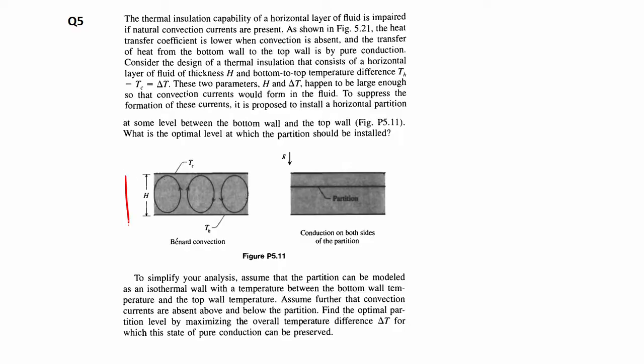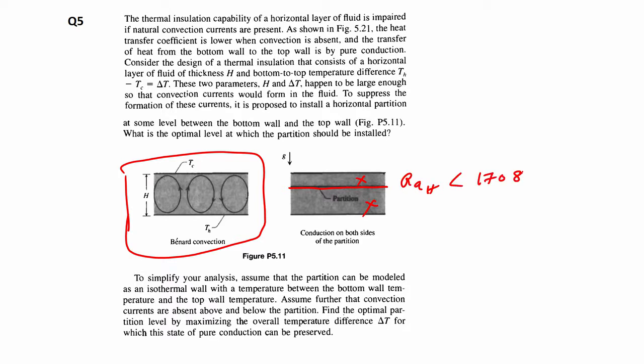So, last class we started doing this problem. If you look at it over here, you will find that this is a typical Bénard convection which we already covered, and now we have put a partition which basically suppresses the Bénard convection at the top and the bottom, right. So, it essentially translates to that your Rayleigh number must be less than 1708, right. So, this partition basically freezes the convection on both sides.